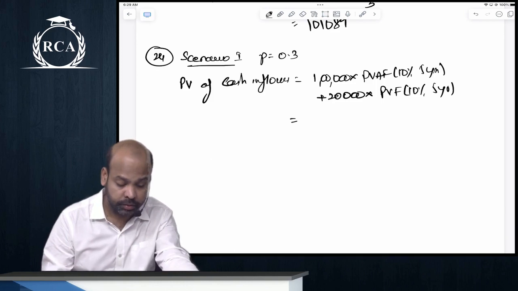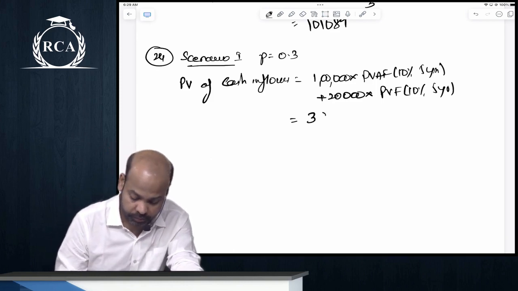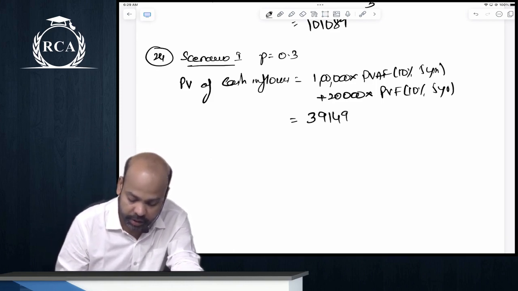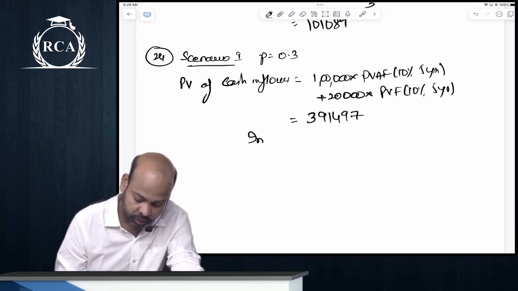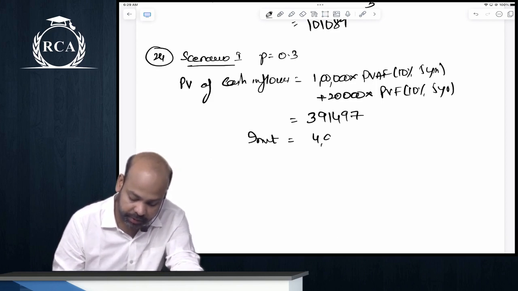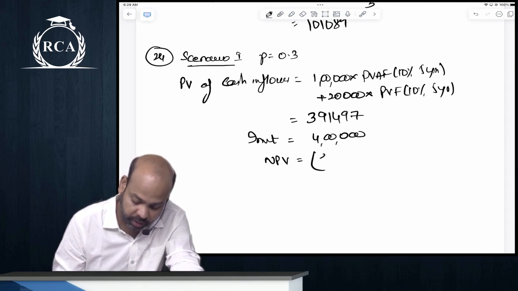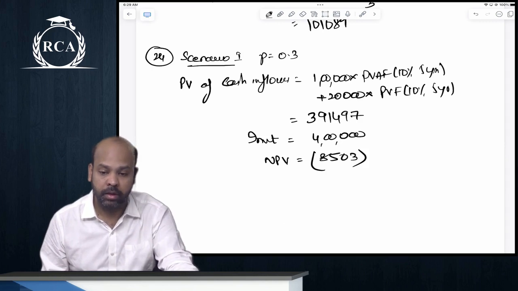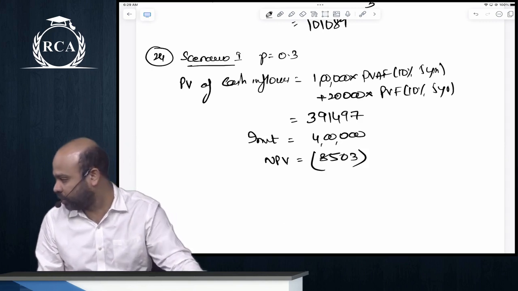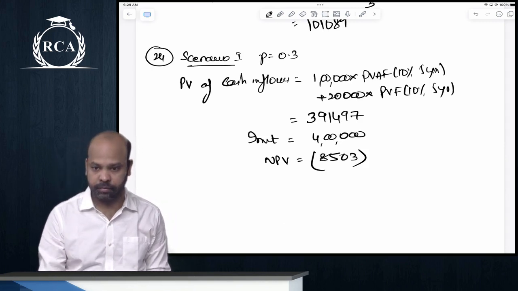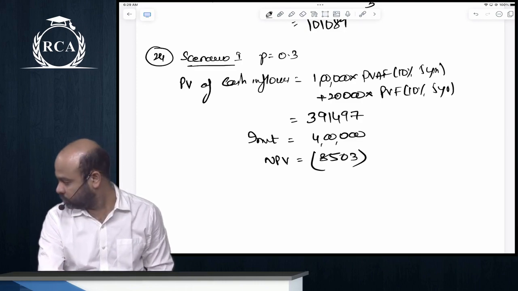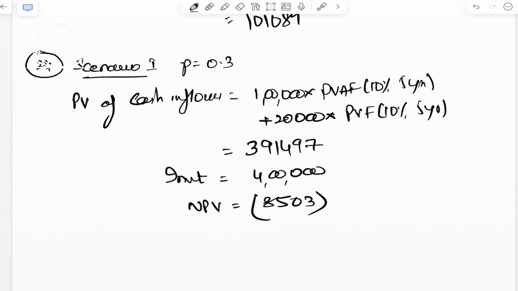Good. 3,91,497. You know your initial investment is how much? 4 lakh rupees. Therefore, NPV will be negative 8,503. This will be your NPV. Now do the remaining two.